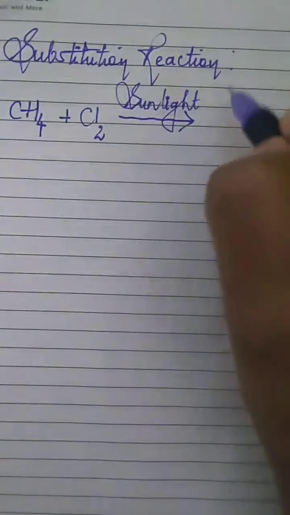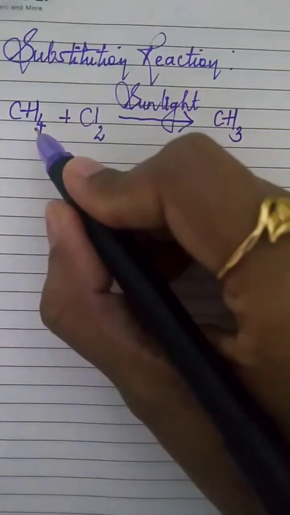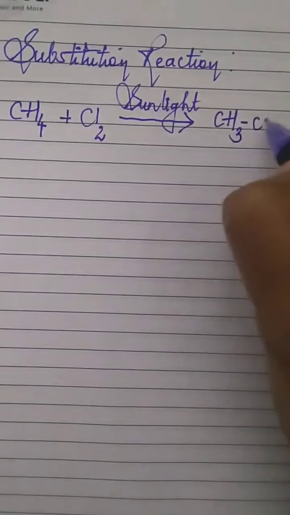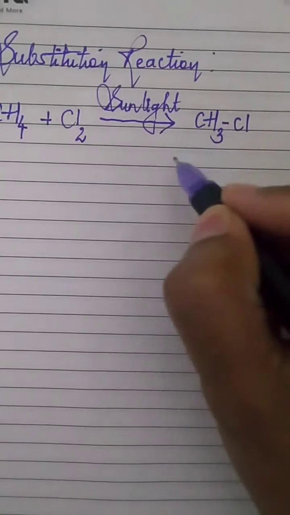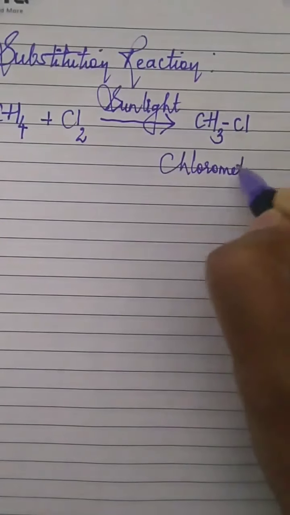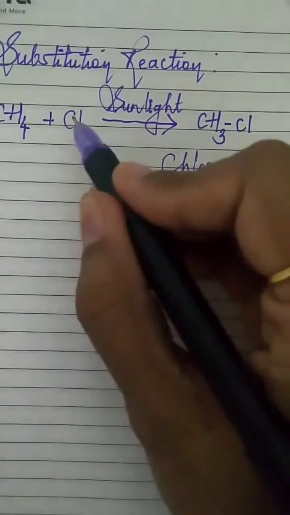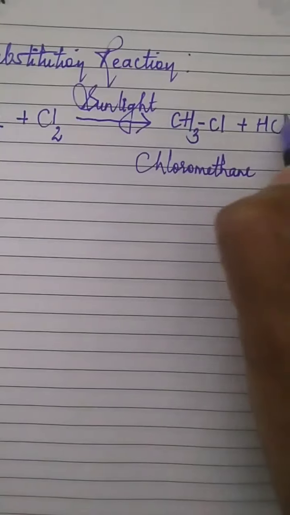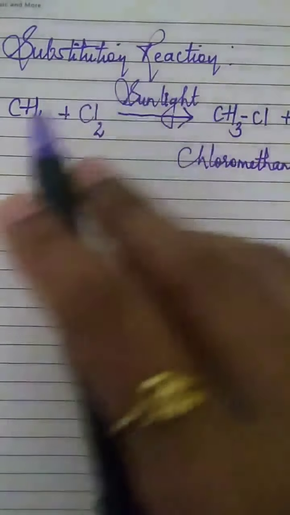So one hydrogen gone, so you will get CH3, 4 में से एक गया तो CH3, and that H's place will be taken by chlorine. So you got methyl chloride or chloromethane. And that hydrogen which came out will combine with one chlorine and we get HCl. Very easy to remember.